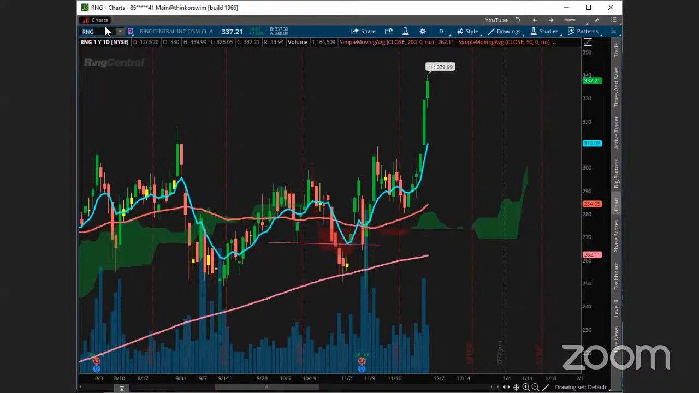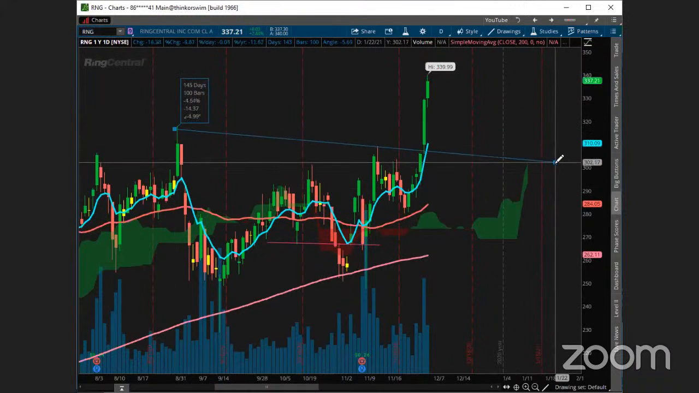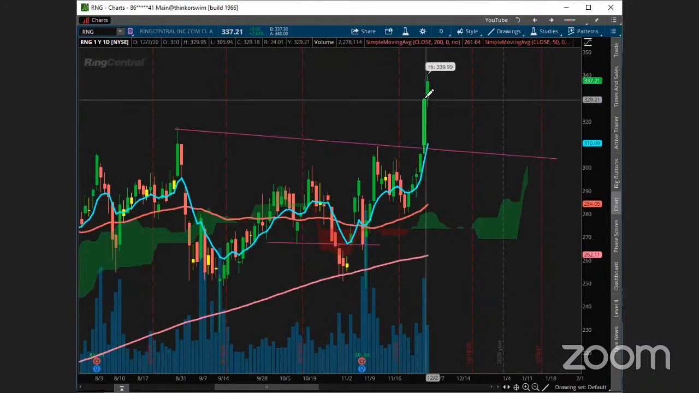RNG making a breakout. Look at that thing. So strong move right here. Again, you had this cup and handle-ish type pattern right here. Yesterday was the breakout candle. Today gave you some nice momentum to the upside. So let's see if that can continue to get some follow through on it. Very, very nice stuff there.